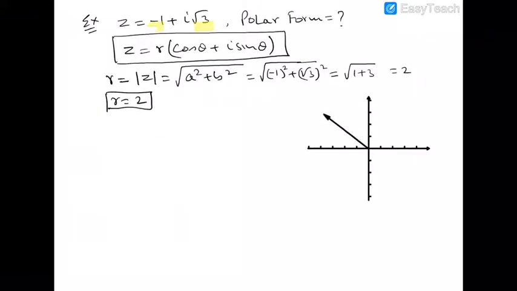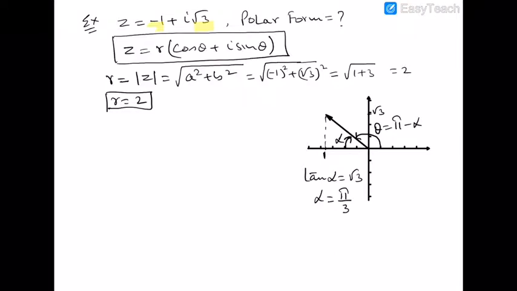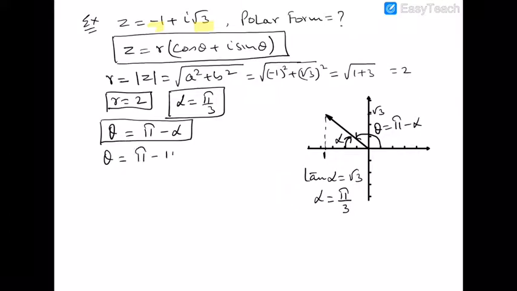And this complex number will fall in the second quadrant because a is negative and b is positive here. If this line segment makes angle theta with the positive real axis and angle alpha with the negative real axis, then theta will be pi minus alpha. Tan alpha is root 3 by 1, so alpha will be pi by 3. So if alpha is equal to pi by 3, then theta will be pi minus pi by 3, that is 2 pi by 3.